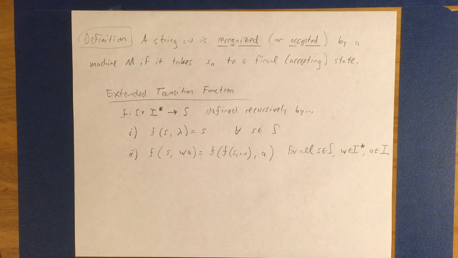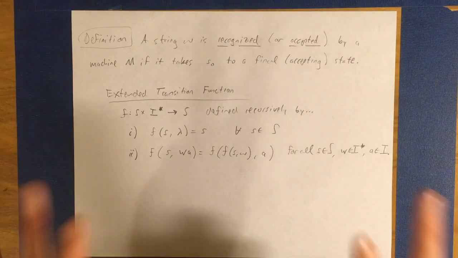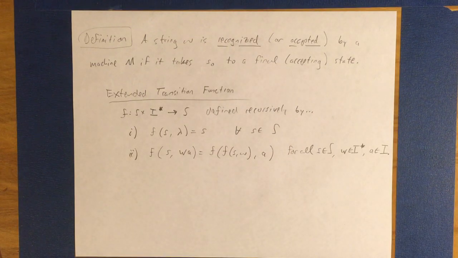Essentially, first of all, the definition is just a string W. I'm using W for word, right? Like a word over an alphabet. A string W is recognized or accepted by a machine M if that input string takes the starting state S0 to a final state. This is what I said in the previous video, right? If the state you end on is a quote final or accepting state, then it accepts that input string.